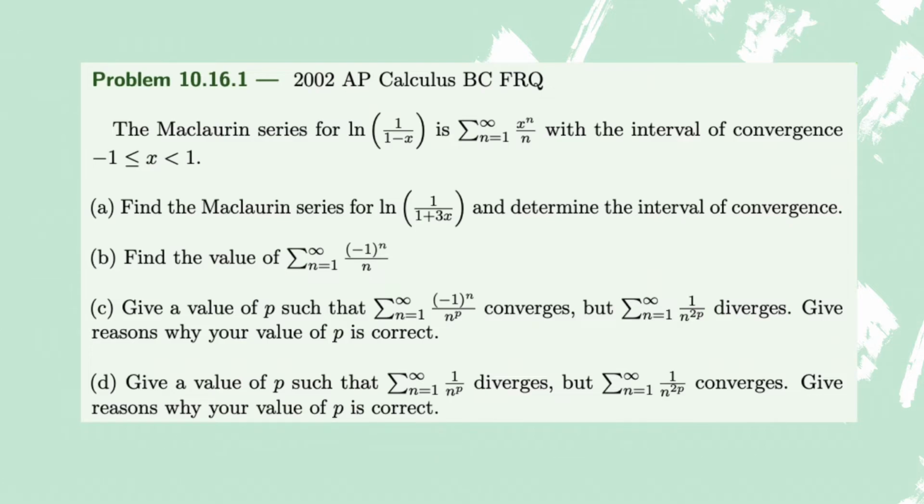So basically we're given that the Maclaurin series for the natural log of 1 over 1 minus x is the sum of x to the n over n. And this has an interval of convergence from -1 to 1, and it's not inclusive of 1. Now we want to find the Maclaurin series for the natural log of 1 over 1 plus 3x and determine the interval of convergence. Well, we can notice that we can use the given Maclaurin series.